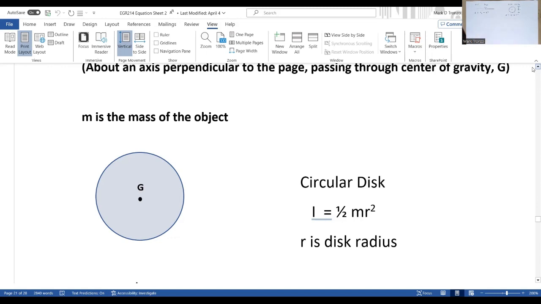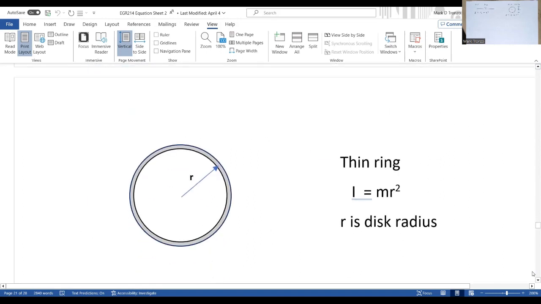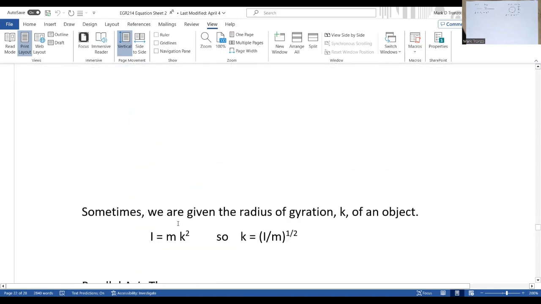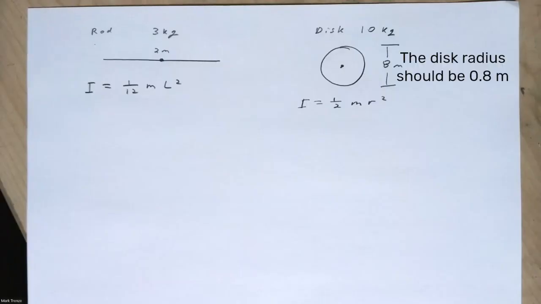Again, be sure to note if you're given the radius of a solid disc, then use this equation. Sometimes you're given the radius of gyration. In that case, you use that other equation down here, which is I equal mk squared, where k is the radius of gyration. But in this case, we're given the actual radius of this solid disk. So let's go ahead and calculate these values.